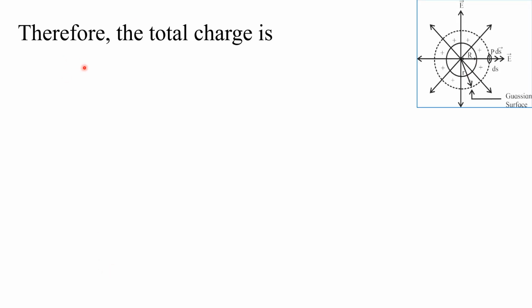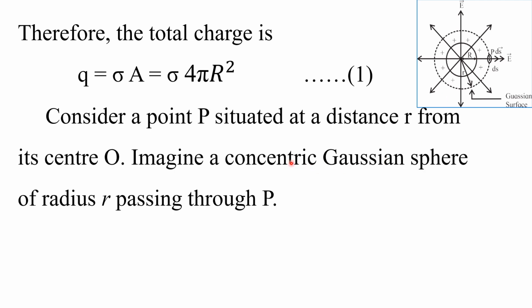As the slide shows, the total charge is given by q is equal to sigma A, where sigma is surface charge density and A is 4 pi r square. So 4 pi r square is the area of this conducting sphere. Now consider a point P here, situated at a distance r from center O. This is center O, so the distance from center to point P is r.